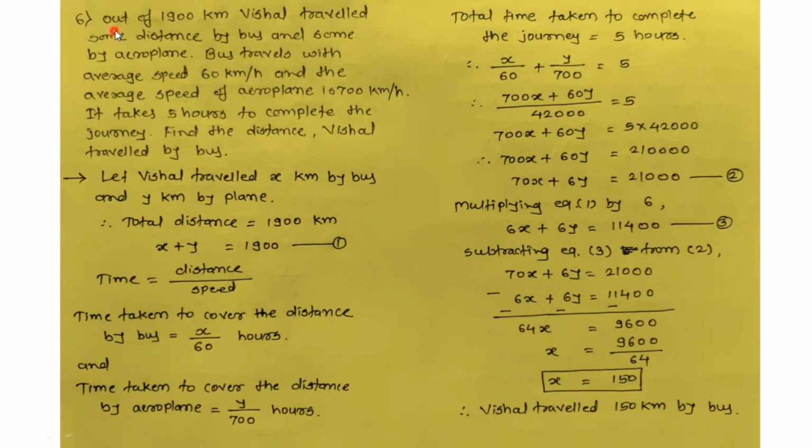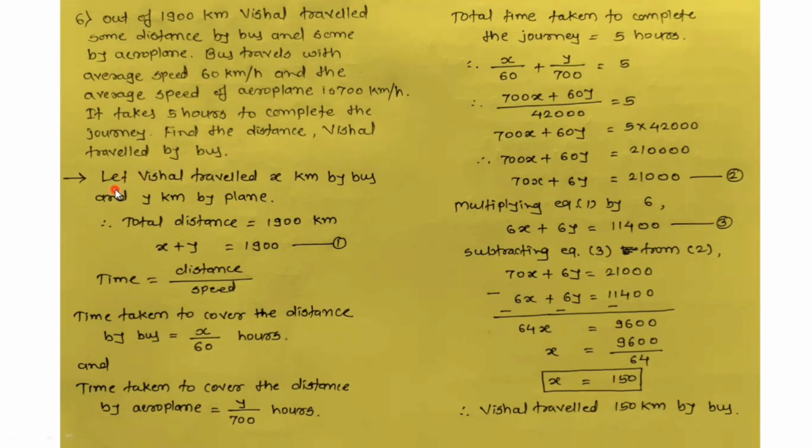We have another word problem. Out of 1900 kilometers, we shall travel some distance by bus and some distance by aeroplane. The bus travels with an average speed of 60 kilometers per hour and the average speed of the aeroplane is 700 kilometers per hour. It takes 5 hours to complete the journey, and from that we have to find the distance Vishal traveled by bus. So in this example, Vishal used two types of vehicles, that is bus and aeroplane, to cover the distance.